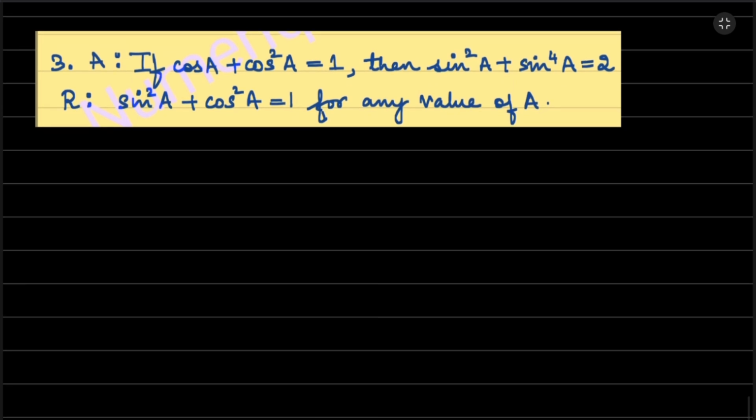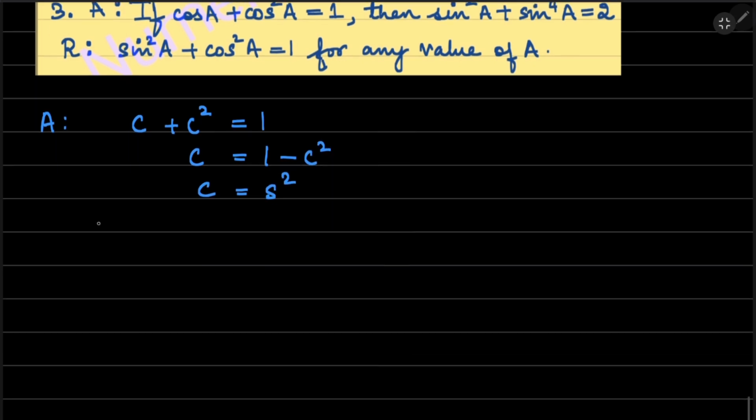If cos A plus cos square A equal to 1, then sin square A plus sin to the power 4A equal to 2. Let us see the assertion statement first of all. See, cos plus cos square equal to 1 you are given. So what is cos equal to? 1 minus cos square, which is equal to sin square, right? Cos equal to sin square. So when you square on both the sides, squaring both sides, what will you get? Cos square equal to sin to the power 4, right?